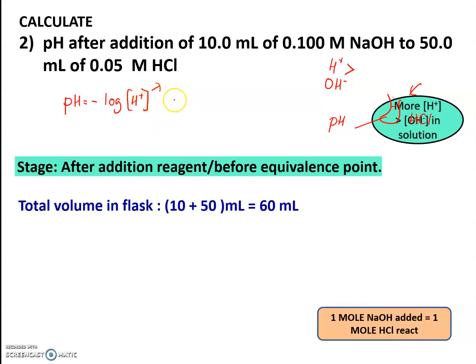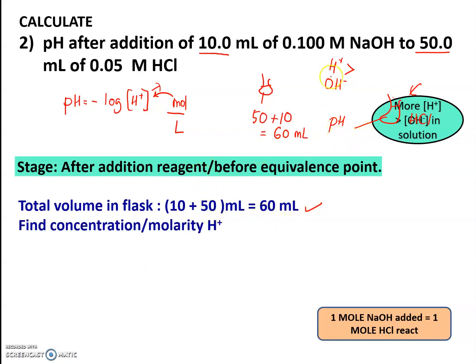So the molarity of H plus is mole per liter: the change in mole divided by the total volume in the flask. So you will get the concentration of H plus, and then you can find the pH. Initially the volume of acid is 50 ml, and then addition of 10 ml of sodium hydroxide, so the total volume now is 60 ml. This is the total volume in the flask.